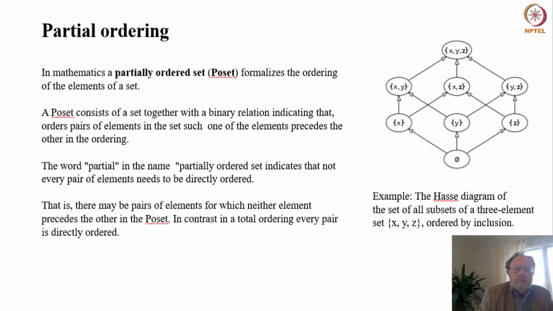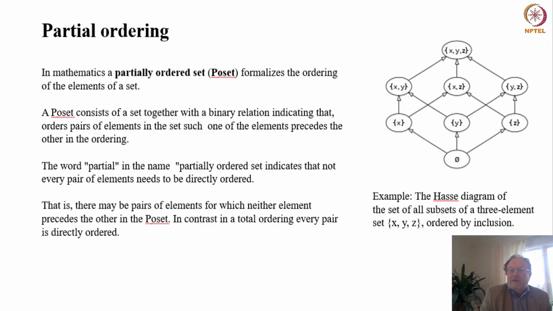Before we continue, I want to say a few words about partial orderings. In mathematics, a partially ordered set formalizes the ordering of the elements of a set. A partially ordered set, or poset, consists of a set together with a binary relation indicating that, for certain ordered pairs of elements in the set, one of the elements precedes the other in the ordering. The word partial means that only a subset of pairs of elements are directly ordered.